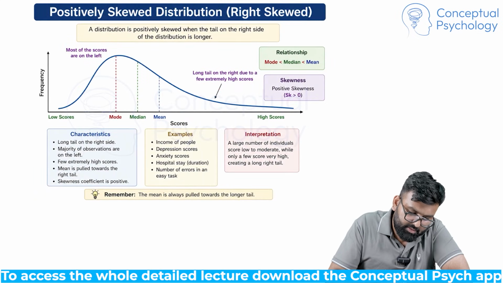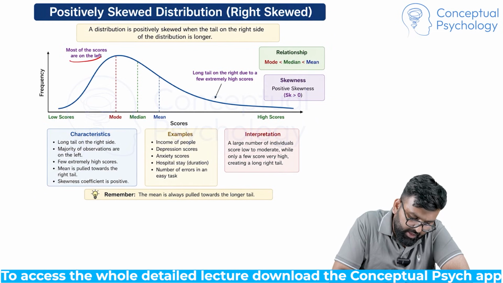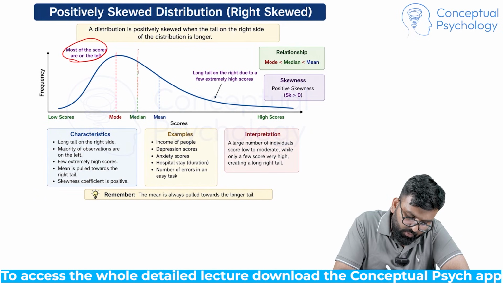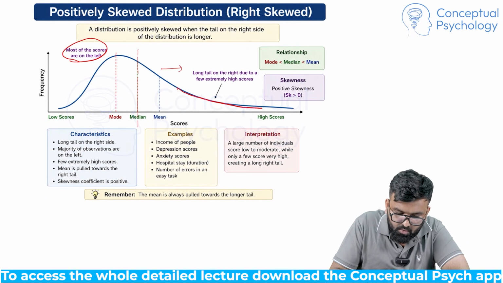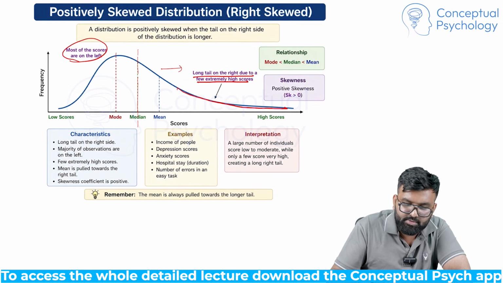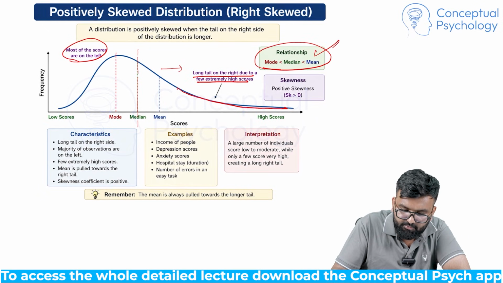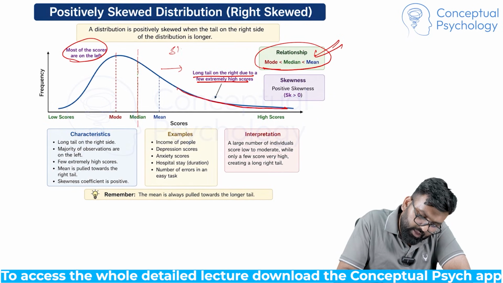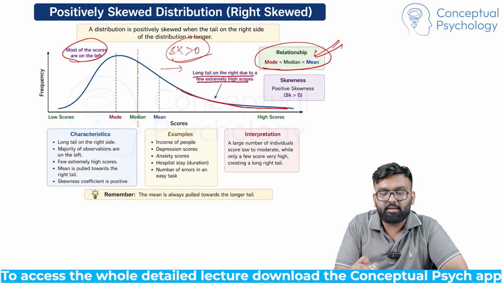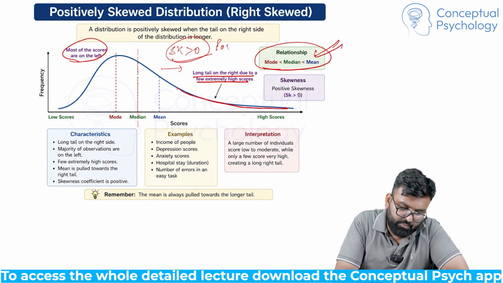Now most of the scores are on the left, so the frequency, the mode will be this. Median, which divides the data into two equal halves, and mean is shifted towards the right and has a long tail. Long tail on the right due to few extremely high scores. The relationship is this that we have to remember, and skewness is greater than 0. It is a positive value.